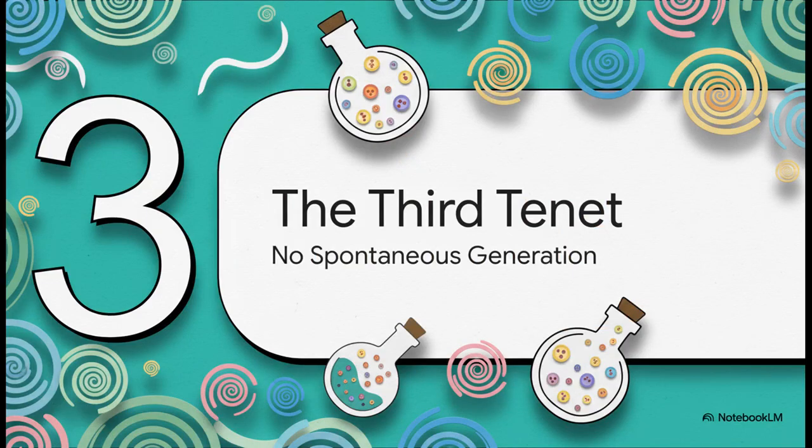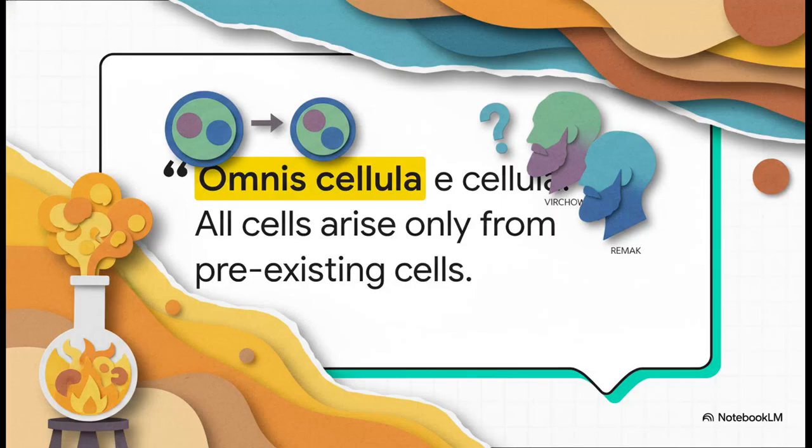Section 3, the third tenet, and the end of spontaneous generation. Okay, so with those first two rules locked in, one massive, glaring question remained. Where do new cells actually come from? Because for centuries, this ancient Aristotelian myth was just accepted as fact, that life just spontaneously popped into existence from natural heat. Then in 1855, German pathologist Rudolf Virchow destroyed that myth with one legendary Latin phrase, omnis cellula e cellula, all cells arise only from pre-existing cells. Though I have to mention the historical drama here.